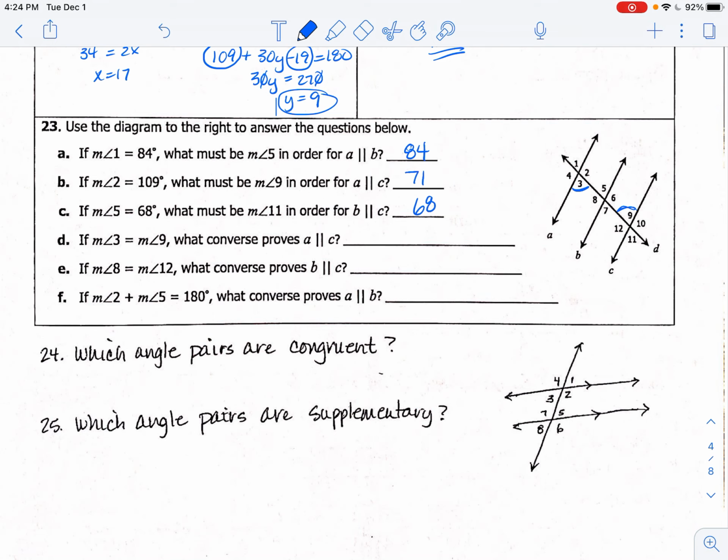What converse proves A is parallel to C? The converse of the alternate interior angles. Measure of angle 8 is equal to measure of angle 12. So 8 and 12. What proves B parallel to C? That would be the converse of corresponding angles.